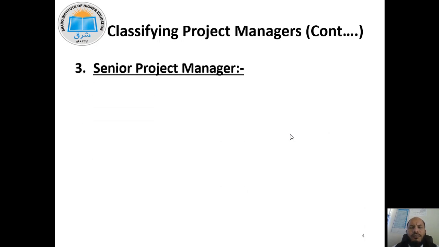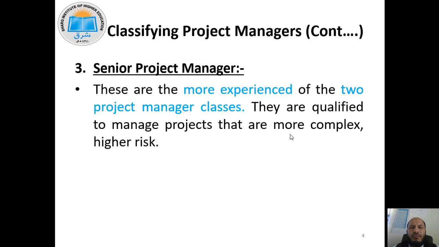The third type of project manager we may call the senior project manager. So let's explain who the senior project manager is. He is a more experienced person, and at one time he may be responsible for 2 project managers or 2 project classes. He is a qualified person to manage projects that are more complex and higher risk.